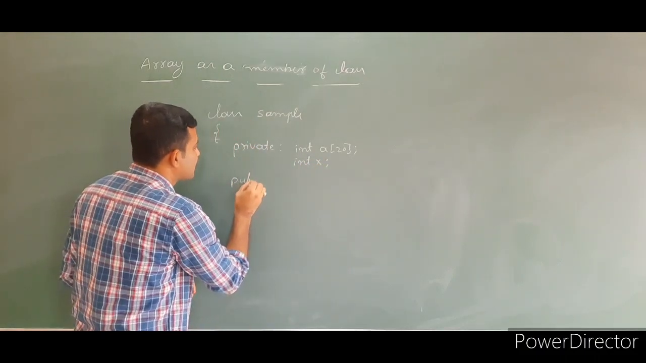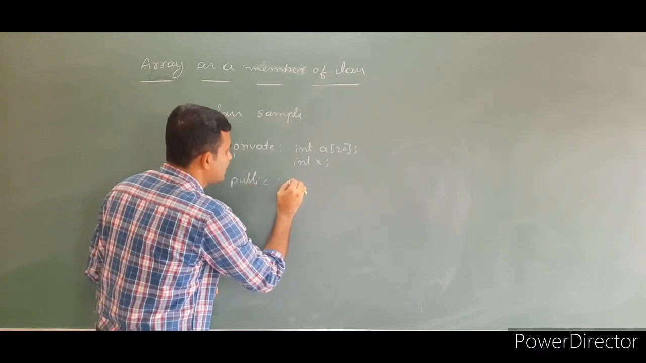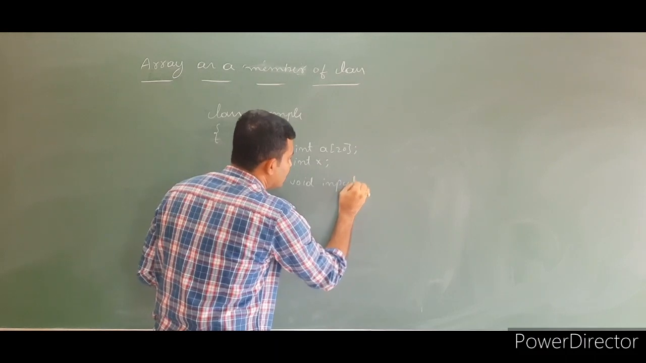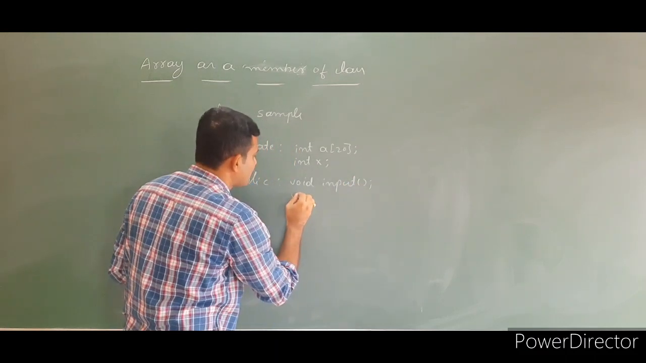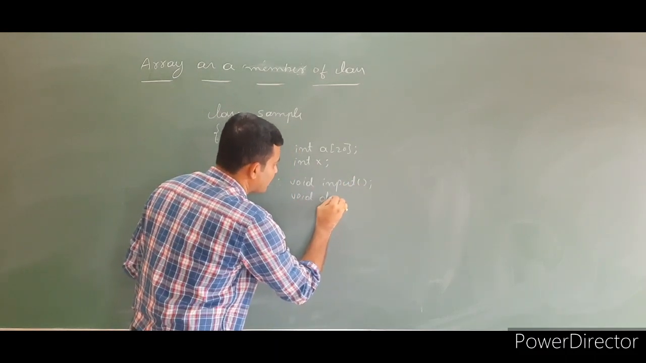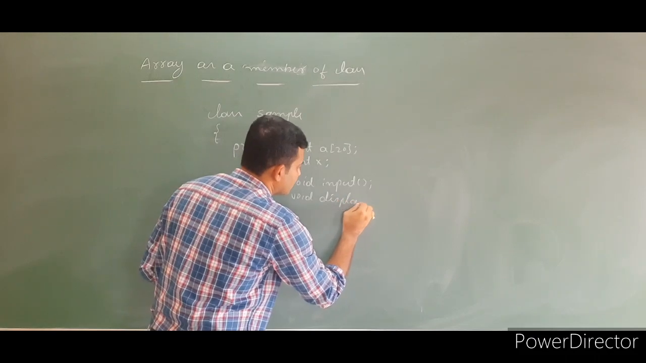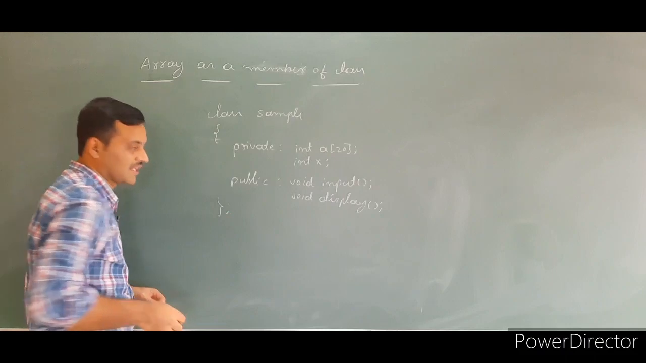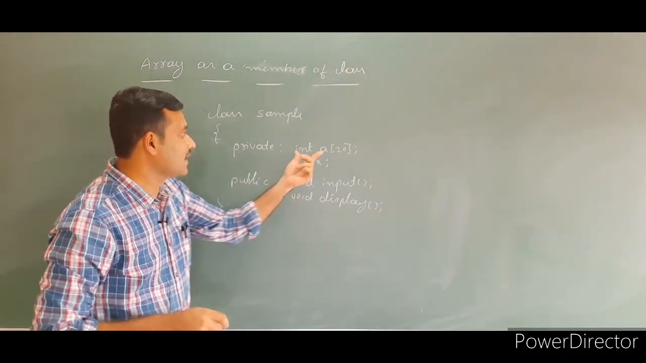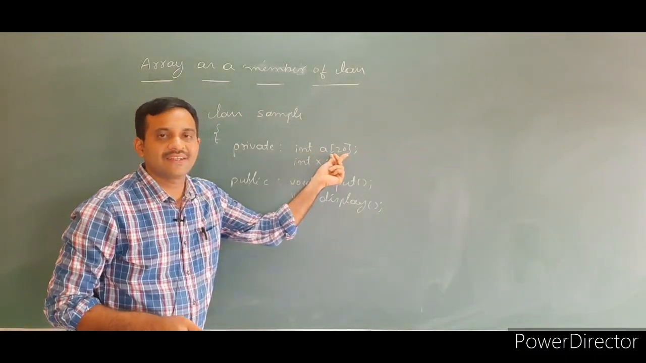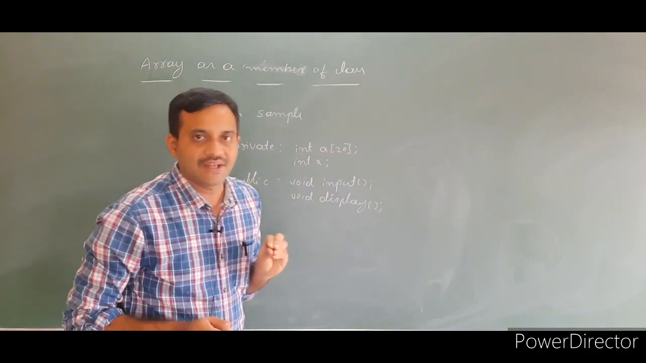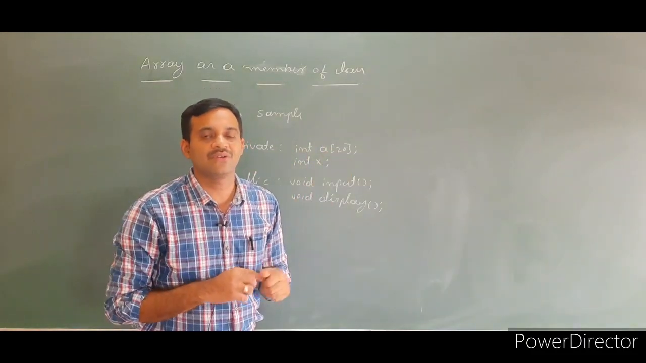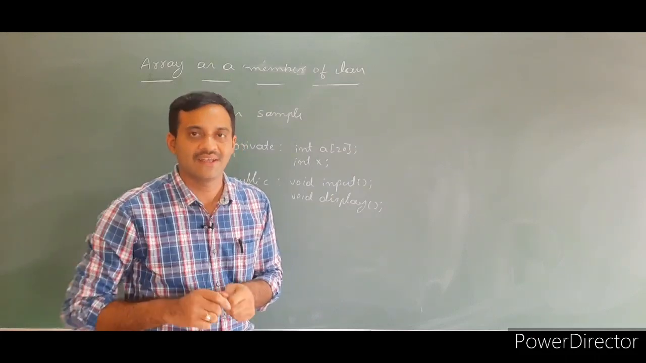Under the public section we define the member functions, that is void input and void display. Then the class is terminated. Here the array int a[20] is a one dimensional array, because an array has only one index value.